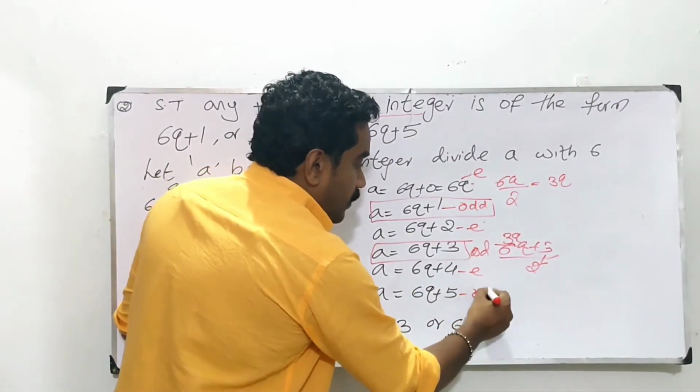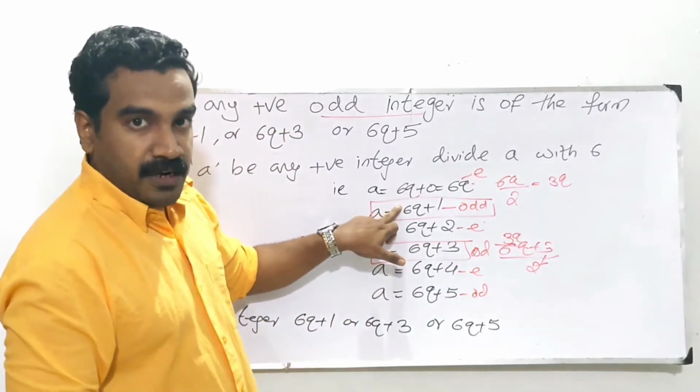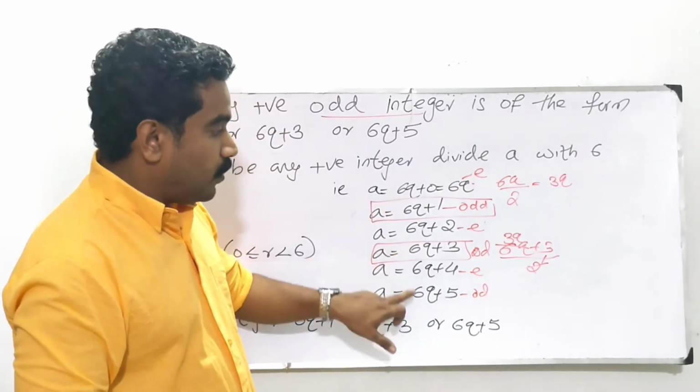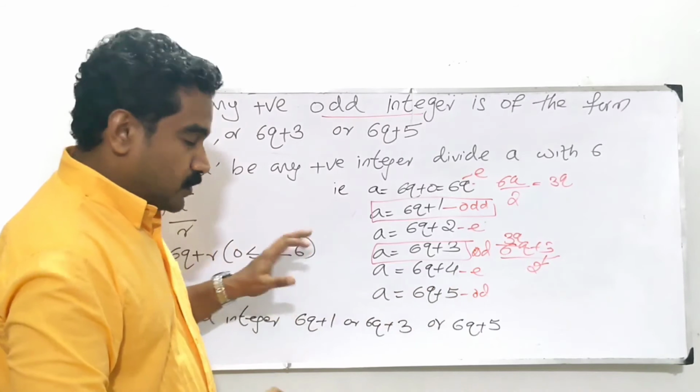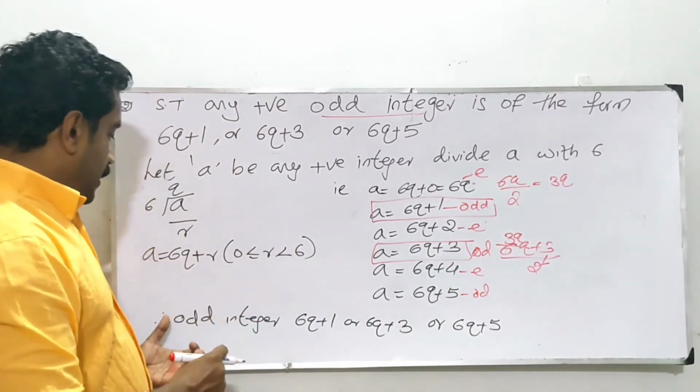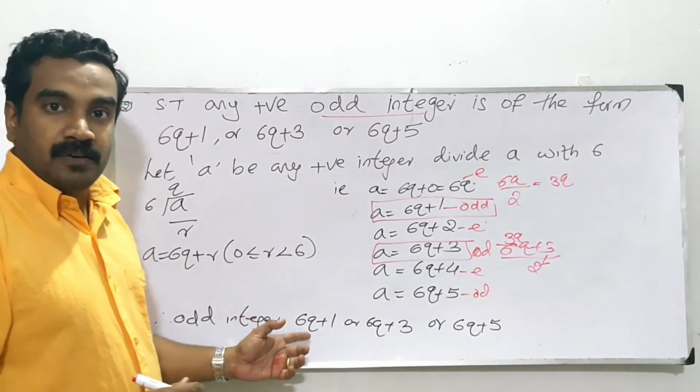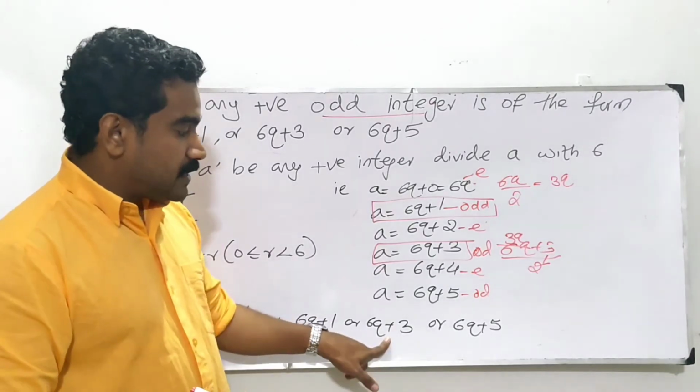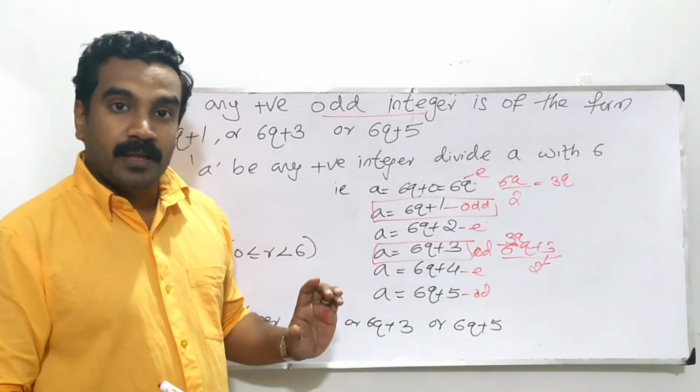So it is odd. So which are the odd ones? 6q plus 1 is odd. 6q plus 3 is odd. And 6q plus 5 is odd. So we want to conclude the answer. Therefore, any odd integer is of the form 6q plus 1, 6q plus 3 or 6q plus 5.